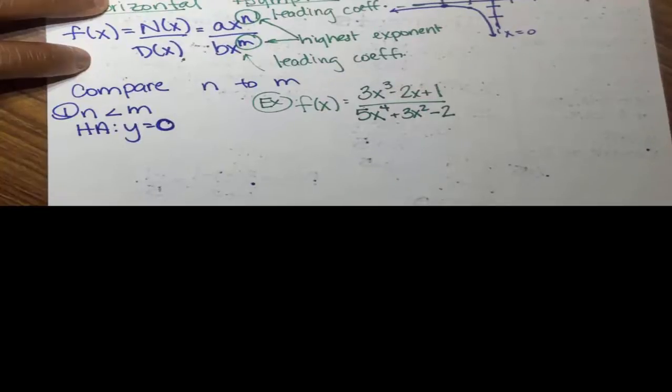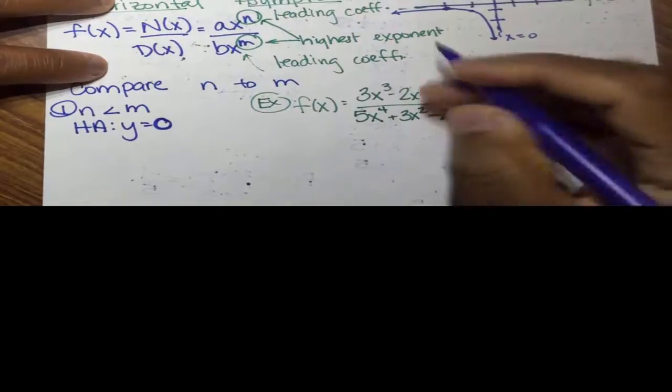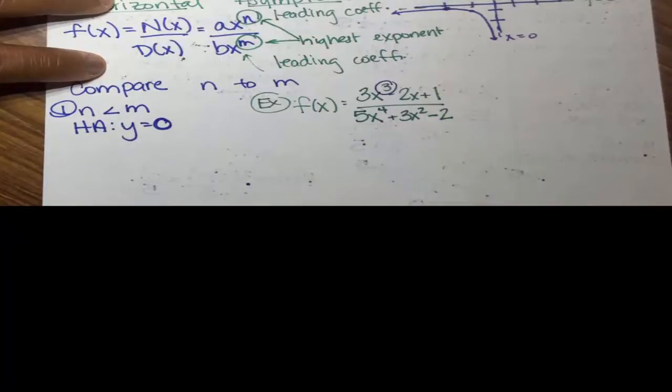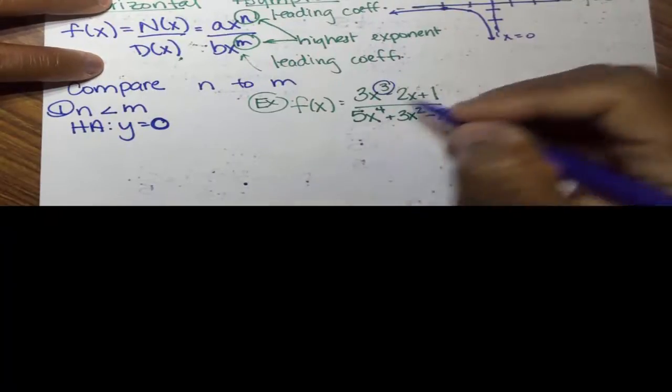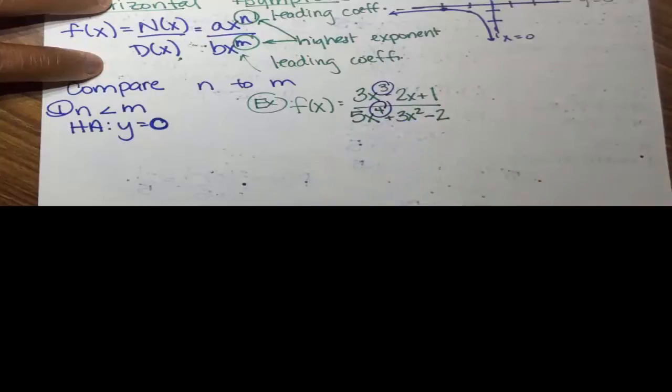What is the highest exponent in the top part? X to the 3rd. Is it first? Then it's in standard form. X to the 3rd is first, so that's the highest exponent. What's the highest exponent in the bottom part? 4. Is it first? It's in standard form. Everybody got that? Compare the top to the bottom.